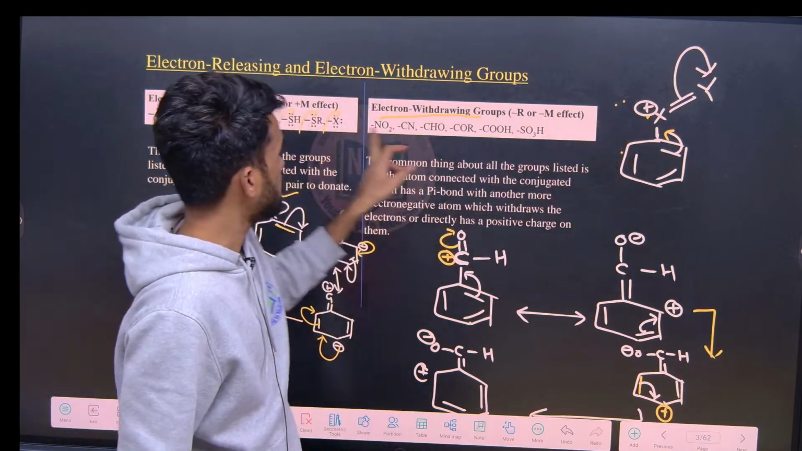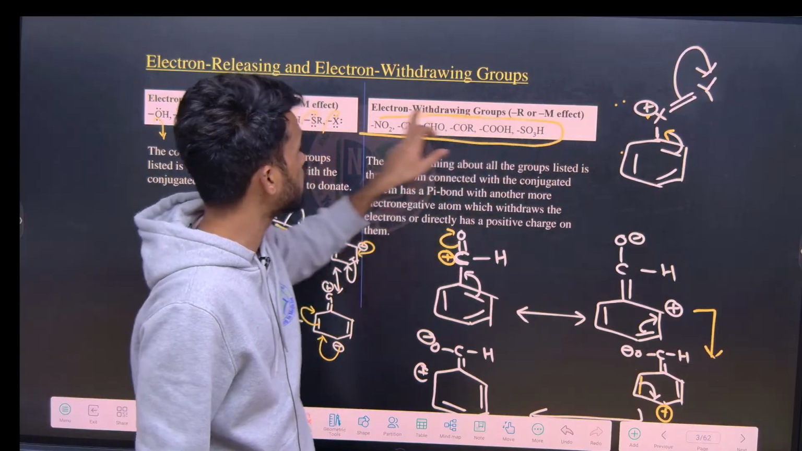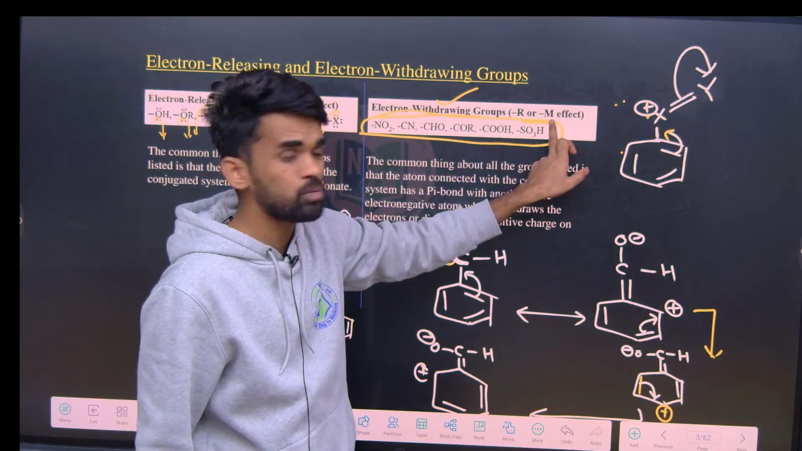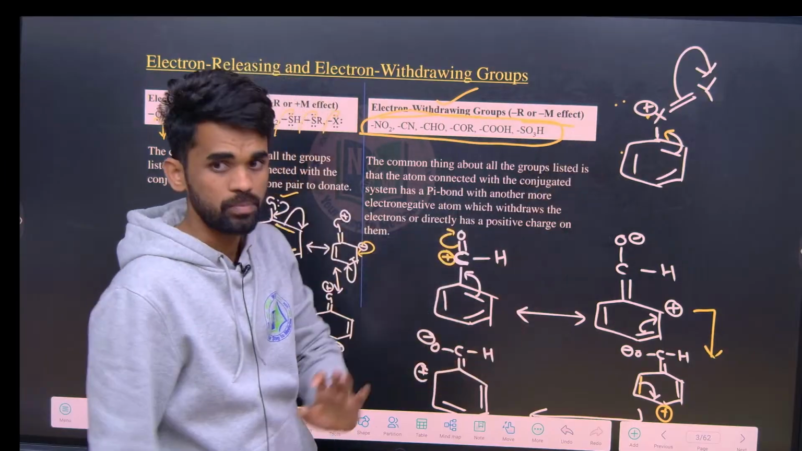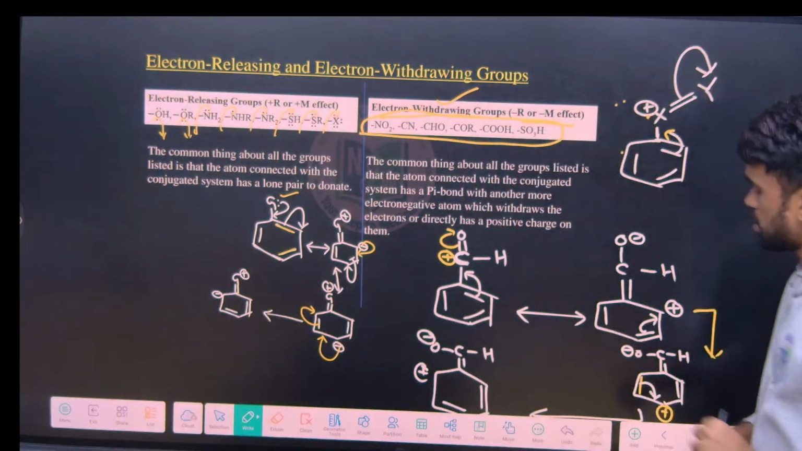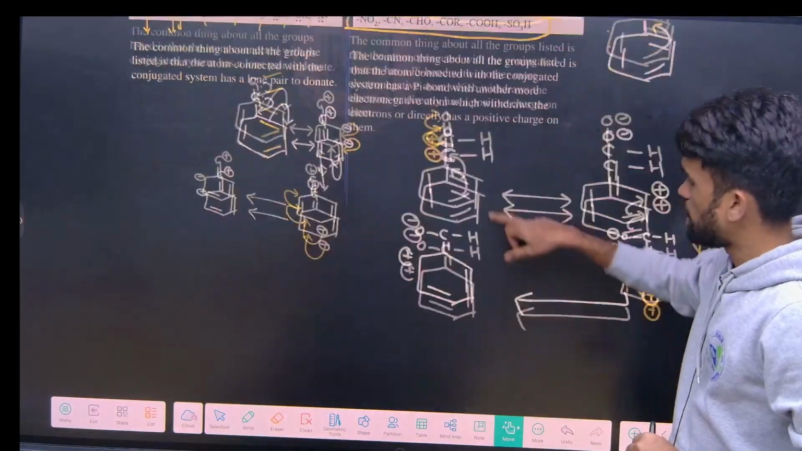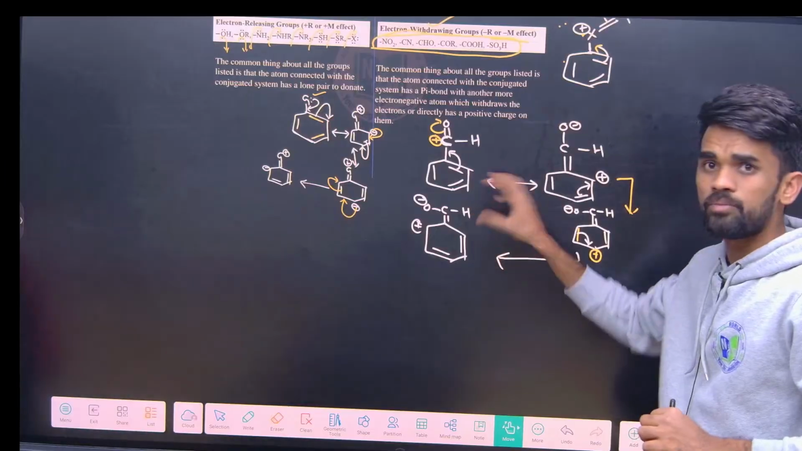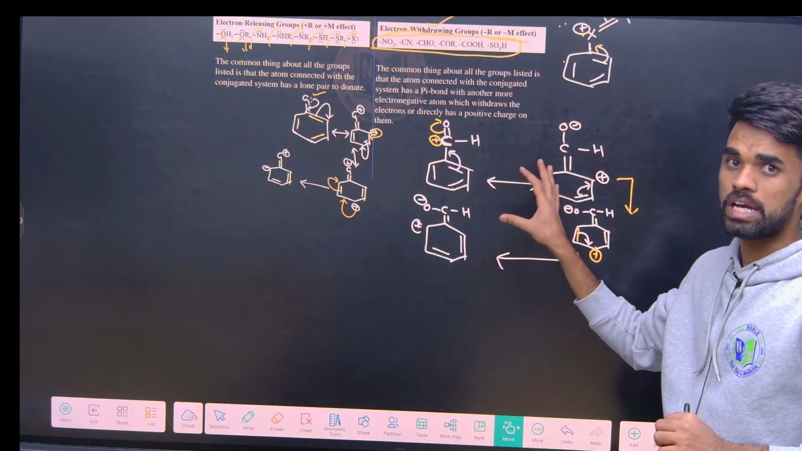Okay, so any of these groups which I have mentioned can act as an electron withdrawing group, that is a minus M group, or minus M effect we can say. Okay, so these are the things. Now what we can conclude, whenever there is an electron withdrawing group, that will create a positive charge in the ring, okay, in the conjugative system.